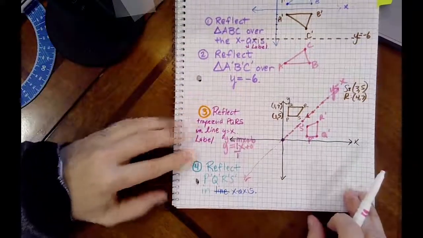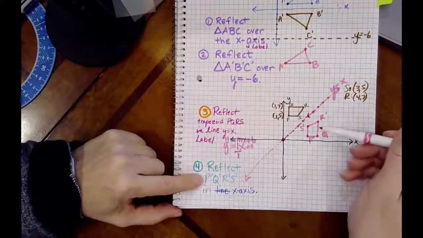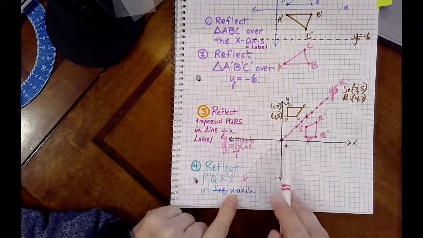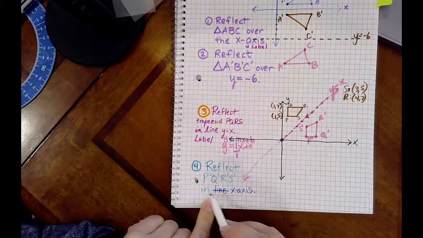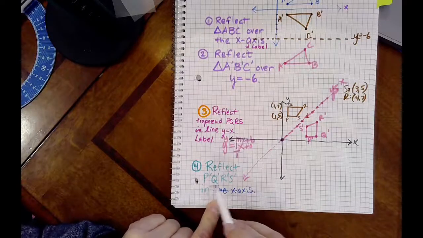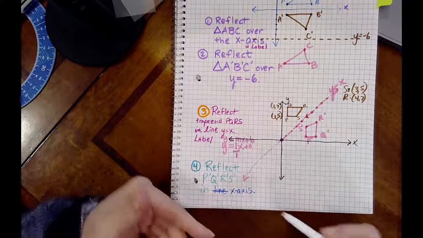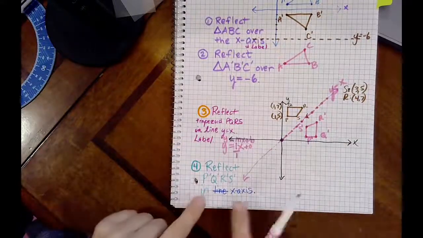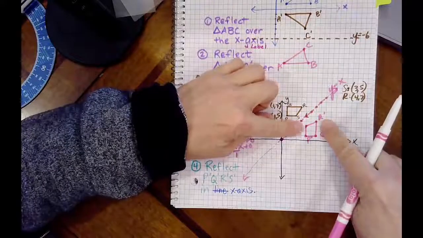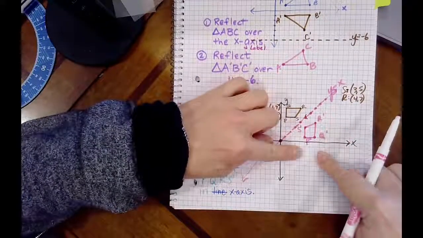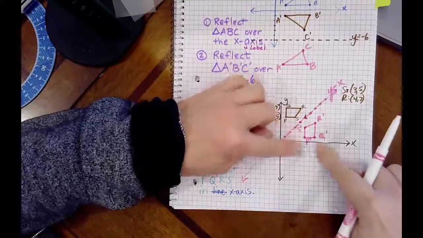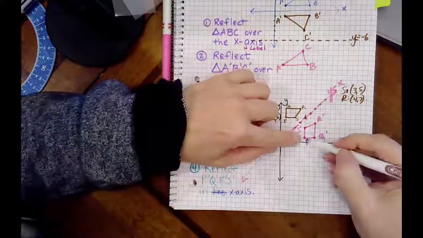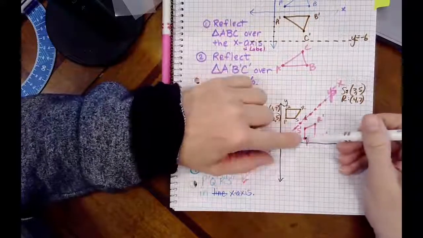Step number 4 is to reflect this image in the x-axis. Here is our x-axis, and I know they use the language "reflecting in this line." I tend to say over, but it's the same thing, so don't let the "in" mess you up. So now we're going to reflect this, imagine a mirror image, over the x-axis. I'm going to go back to brown, and this one's easy. We got the hard part over with.